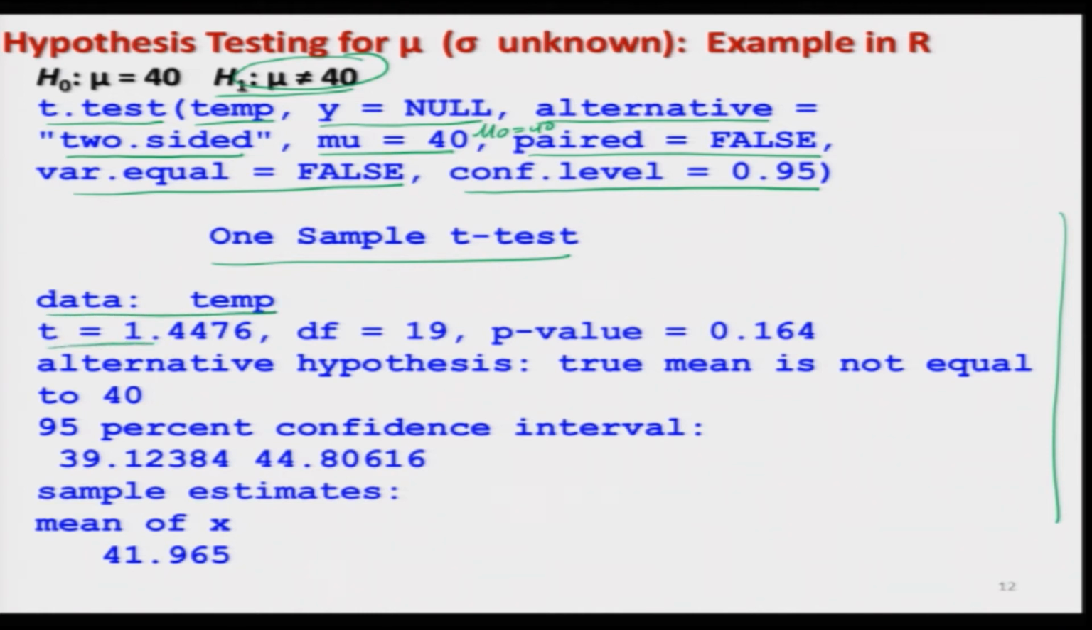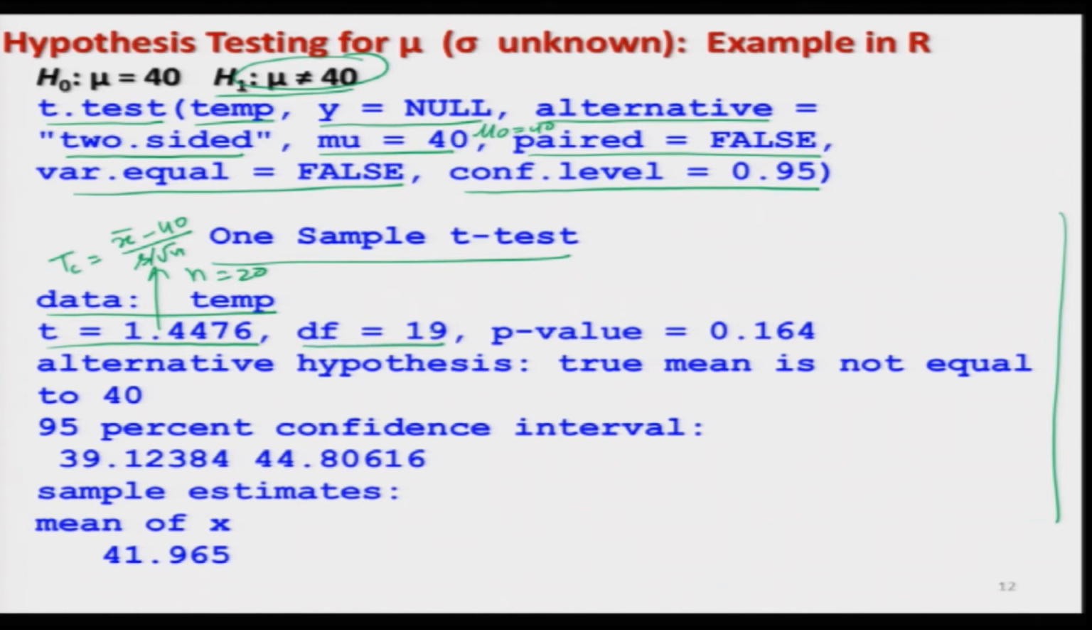Now here it is giving the value of t. So t is the value of Tc, which was x bar minus mu naught, which is actually here 40, divided by s by root 10. And here it is 20, right. So now this value is computed. For that, sigma square is estimated by s square, it is replaced, and then this quantity comes out to be 1.4476.